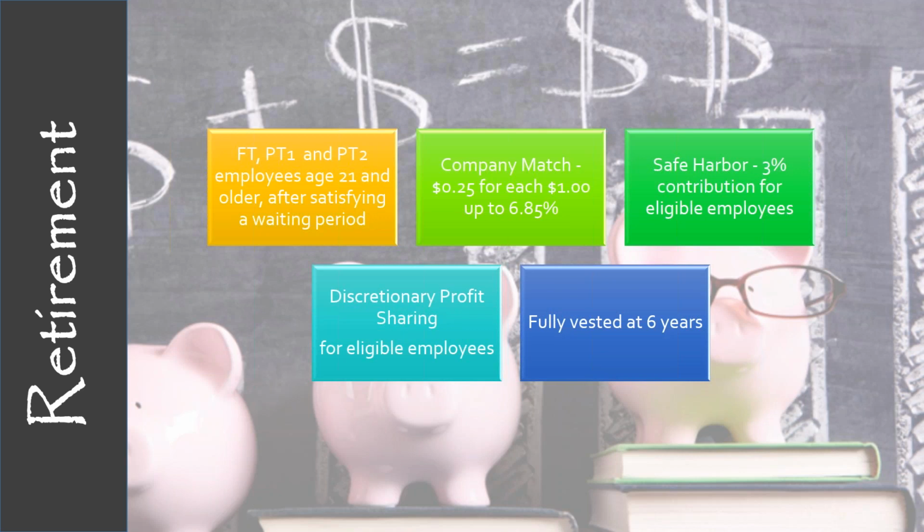Safe harbor contribution, we do contribute 3% of your salary for eligible employees along with discretionary profit sharing. For those 2 items, you become eligible the quarter following after you've been employed with us for a year. You are fully vested at 6 years, and vested means that if you work for us for 7 years and you decide to move on to some place else, then you take all of the money that the company contributed to your 401k plan at that time. If you leave before the 6 years is up, then you only take a portion of it.